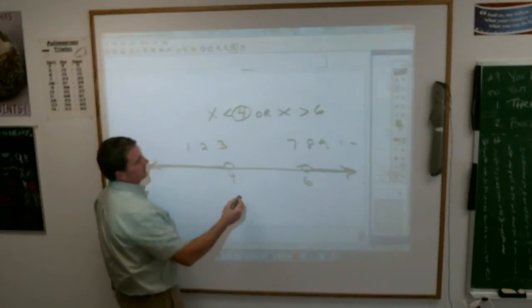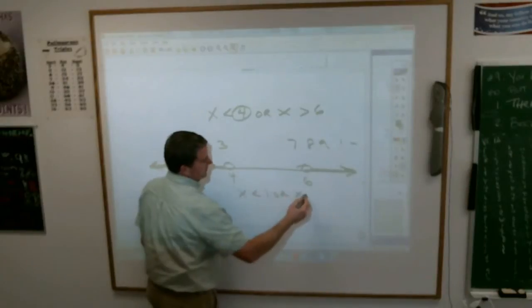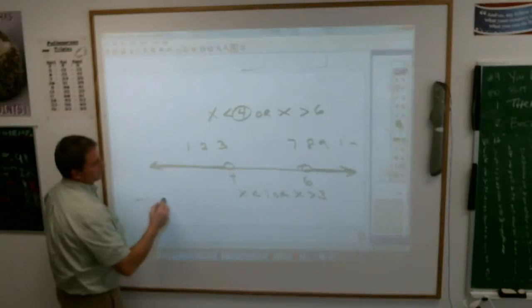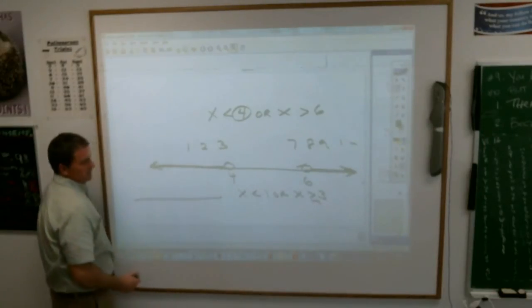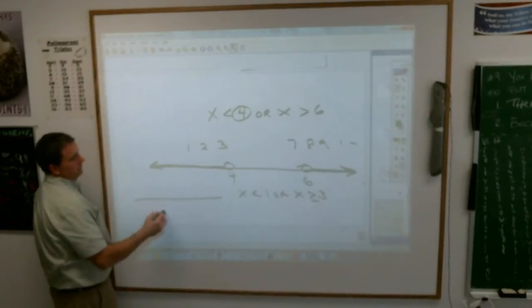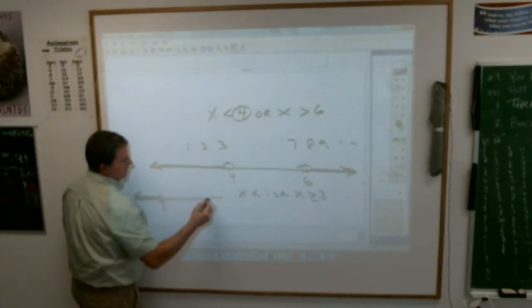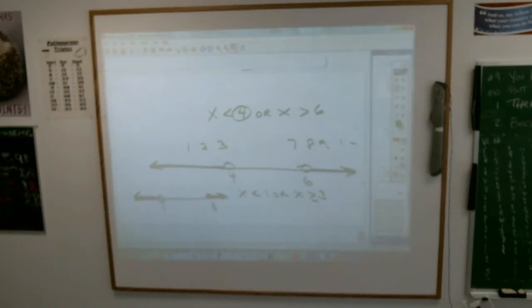Let's say I've got x is less than 1 or x is greater than 3. It's just as easy. Well, let's put an equal sign under this one. X is less than 1. Here at 1, an open circle shoots off this way. X is greater than or equal to 3. A colored in circle shoots off that way. The difference between and and or: ands come together, ors go the opposite way.